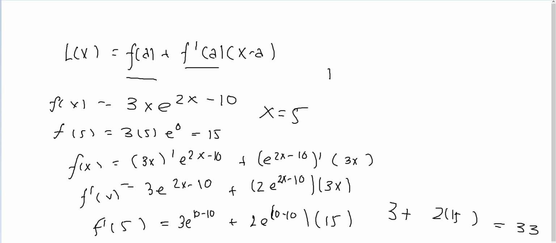We can actually switch colors to make it stand out a little. So L of x is equal to f of a, which is f of 5, 15, plus f prime of a, which is f prime of 5, 33, times x minus 5. And that is our linear approximation, and that's all that there is to it.